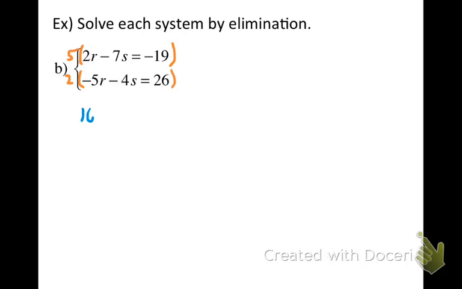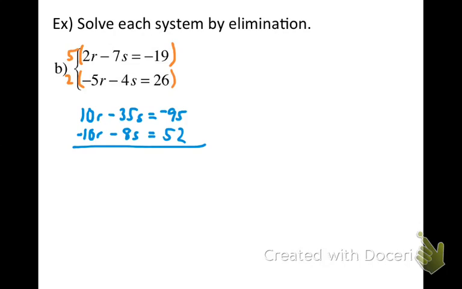Top equation would become 10r minus 35s equals, now negative 19 times 5 is negative 95. Okay, so I'll multiply both sides of the top equation by the same value 5, so I know that these two expressions are equal. And then I'm going to multiply the bottom equation, both sides of it, by 2, and that's going to give me negative 10r minus 8s equals 52. All right, and so here we have exactly what we're looking for with the elimination method.